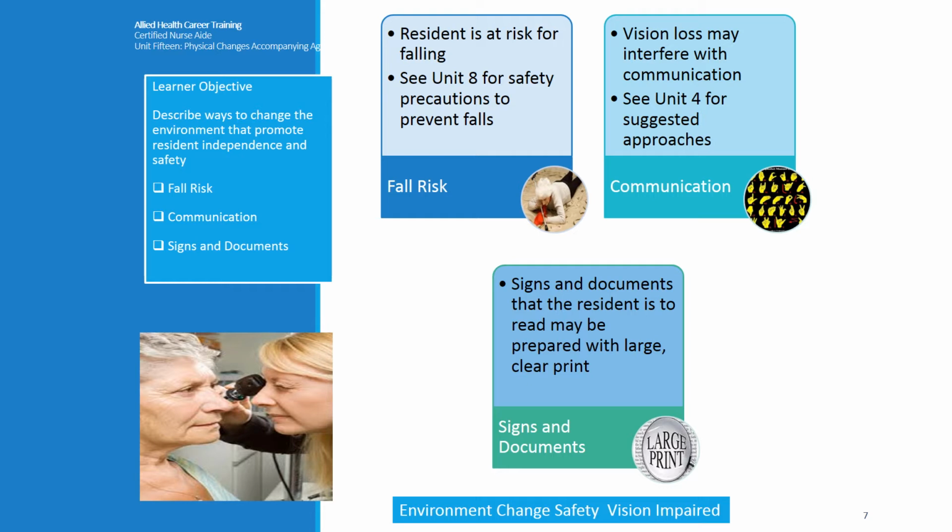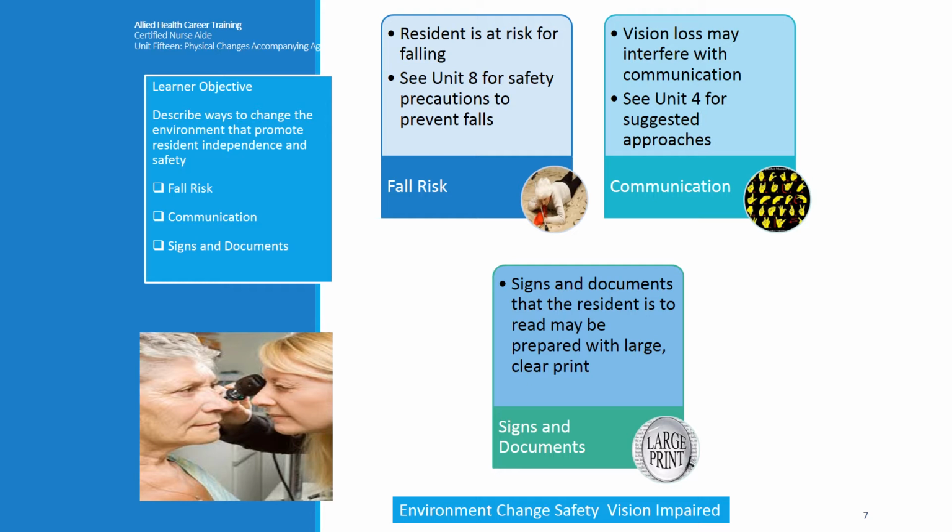So vision loss may also interfere with communication. We've already talked about different suggested approaches: writing bigger letters on a whiteboard, making sure that you have people face to face, making sure that you tell them who you are. If you're feeding somebody, make sure you tell them, maybe on a clock, where their food is, that the mashed potatoes are at 12 o'clock, the corn is at 6 o'clock, and so forth.